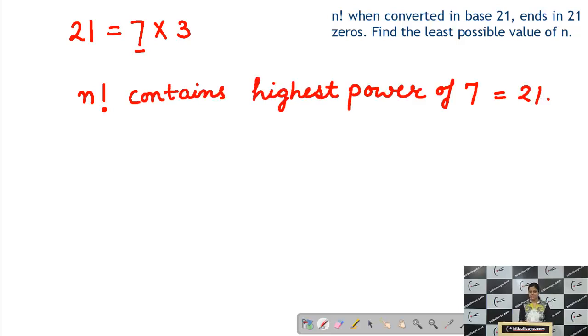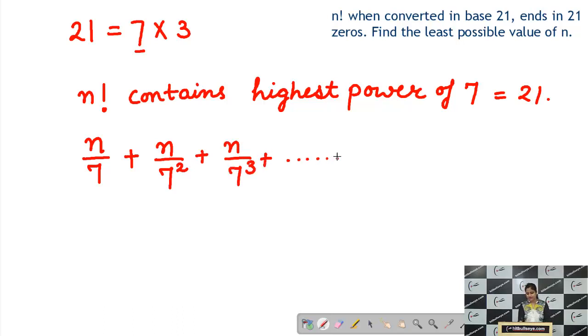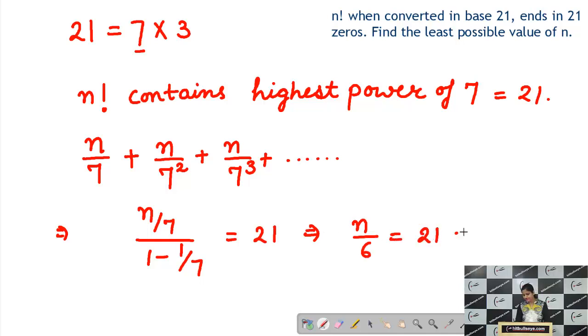So we will apply the same logic, successive division. How can we calculate the highest power of 7 in n factorial? First of all, we will take n by 7, its integral portion. Then we will take n by 7 square. Then n by 7 cube. Every time we are considering the integer part only. So on up to. So again, this is a GP. So simply we can say this is n by 7 upon 1 minus 1 by 7, which is 21. So n by 6 is equal to 21. n will be 126. So we have got an idea of n's value, and it is 126.